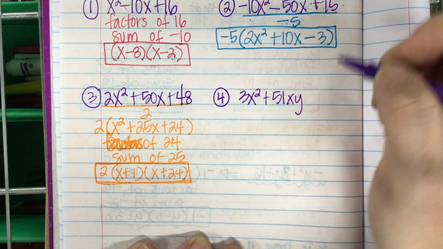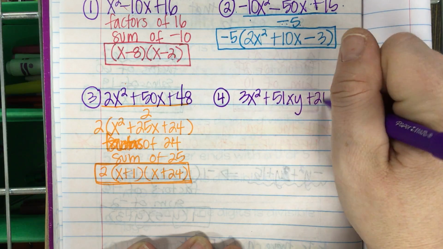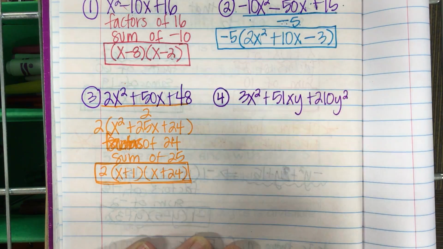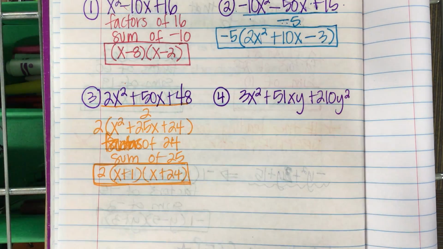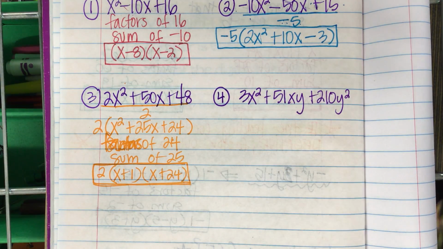All right, here we go. It's 3x squared plus 51xy plus 210y squared. Factor trees, that's what they're like. We did factor trees yesterday.